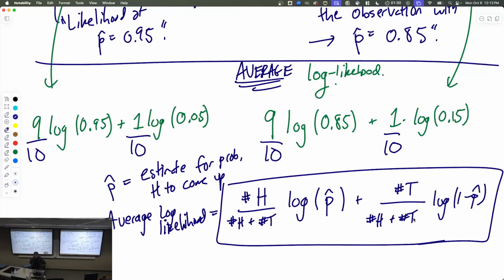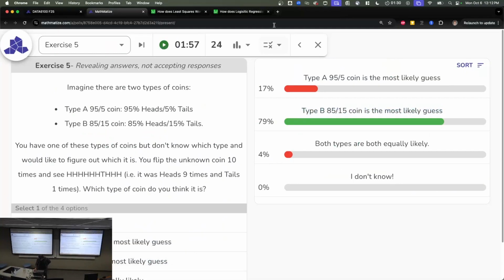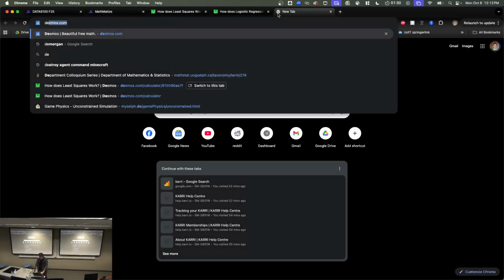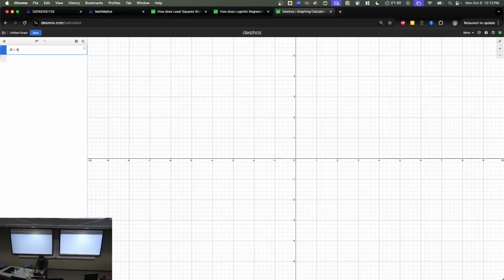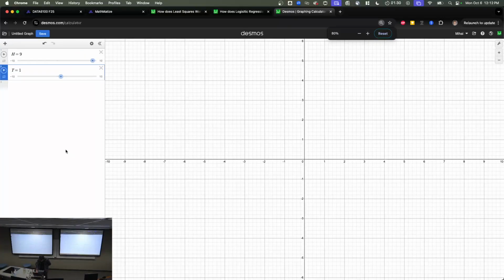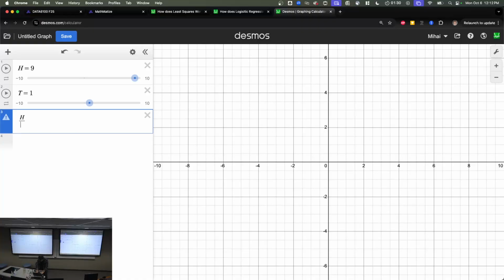Let's put it in Desmos. My favorite thing to do in life is to go home and sit at my graphing calculator and plot different things.